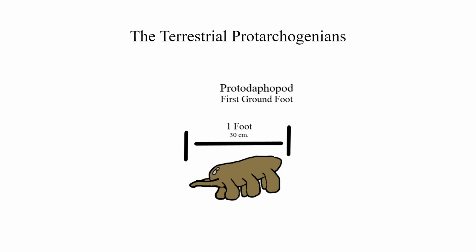Now, away from the Agnathans, we have the Protarchogenians, if you don't remember from the cladogram. Protarchogenia is the clade that all the descendants of Terrestrial are in. Now, here's Protodaphopod, the first terrestrial Protarchogenian. Well, we haven't done much talking about bones or breathing systems in this series. We're going to start.